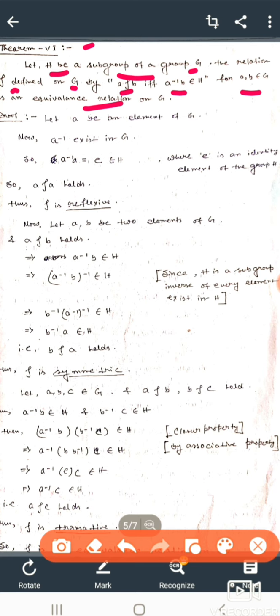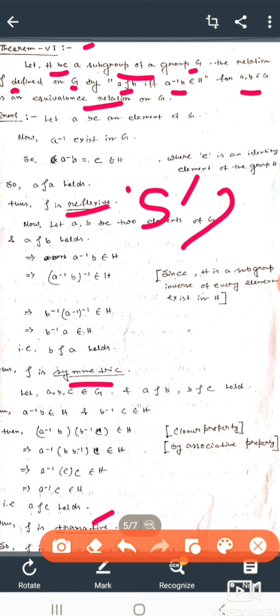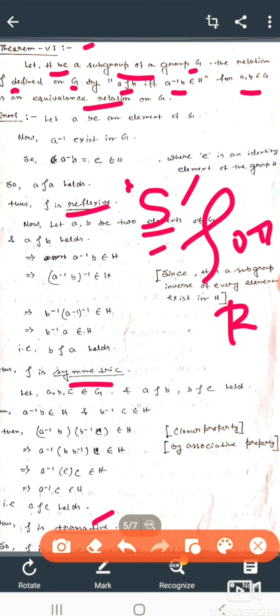For any set S, if it satisfies three types of relation, one reflexive, one symmetric, and one transitive, with respect to a relational operator rho or r, then we can say that S is an equivalence relation with respect to this relation r.